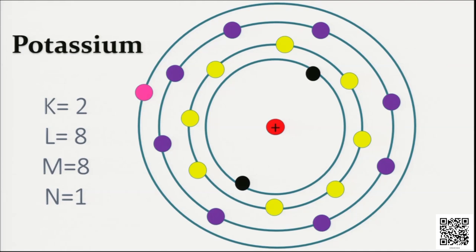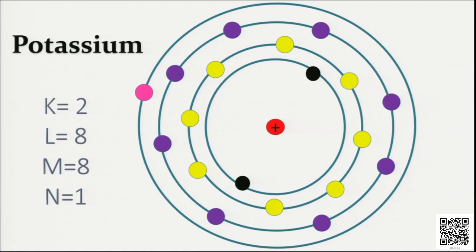Although the capacity of M is 18, one of the possible distributions would be 2, 8, 9. But as you know, 9 electrons cannot be accommodated in the outermost cell. Because of that, M will contain 8 electrons and another electron will go to the N cell. That is why the correct electronic distribution in case of potassium will be 2, 8, 8 and 1. So this is very important. You must take care of it.